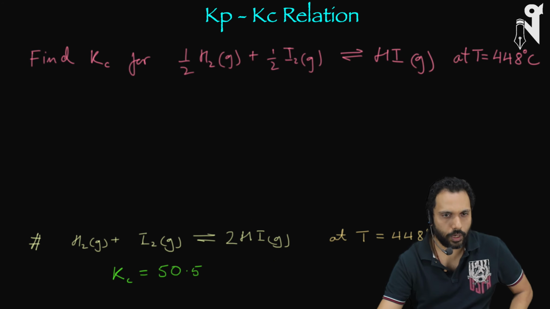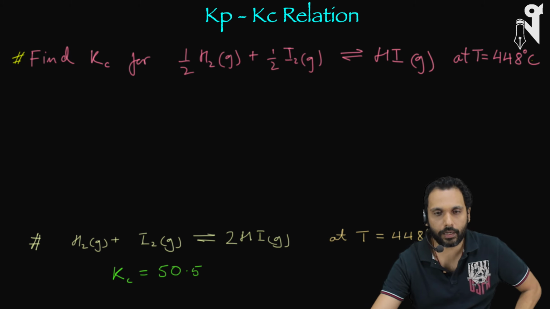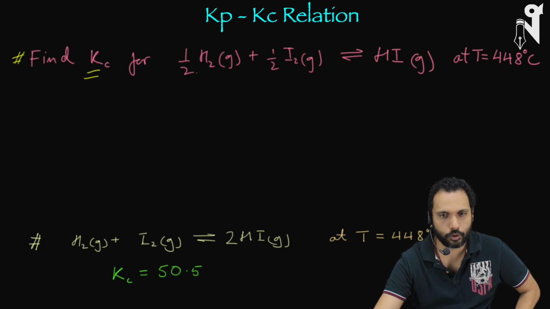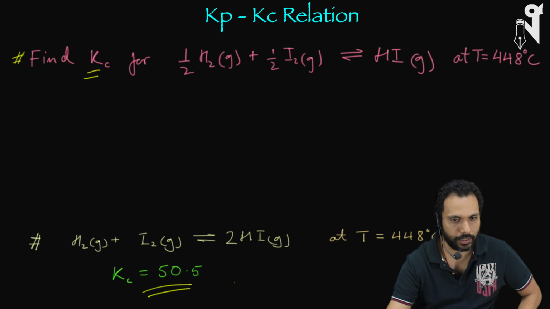Now here is another one. It is the same reaction. T is equal to 448 degrees Celsius. So they have asked the Kc value again. So the reaction has been reported in this format: half H2 plus half I2 gives HI. So will the Kc value be the same as this 50? As discussed earlier, no, it won't be 50. So what was the Kc value earlier? Here, I'll call it Kc1.